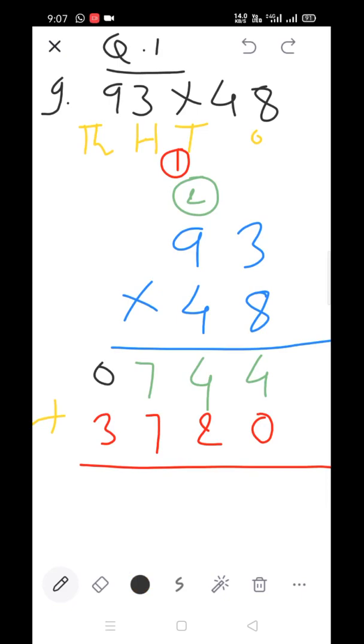Okay, start the addition from the ones place. 4 plus 0, 4. 4 plus 2, 6. 7 plus 7, 14. 1 carry. 1 plus 0, 1. Plus 3, 4. Answer is 4464. H is your homework.